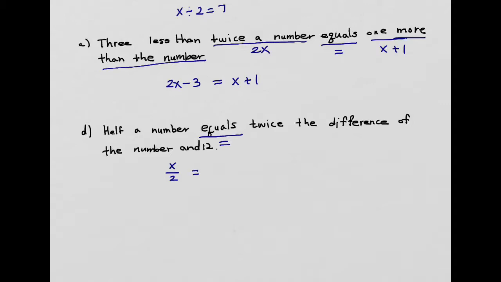Twice the difference of the number and 12. Difference of the number and 12, they're talking about subtraction. Difference is going to be subtraction, right? And it's twice of this. How do you write twice of that? It's going to be 2 times x minus 12.